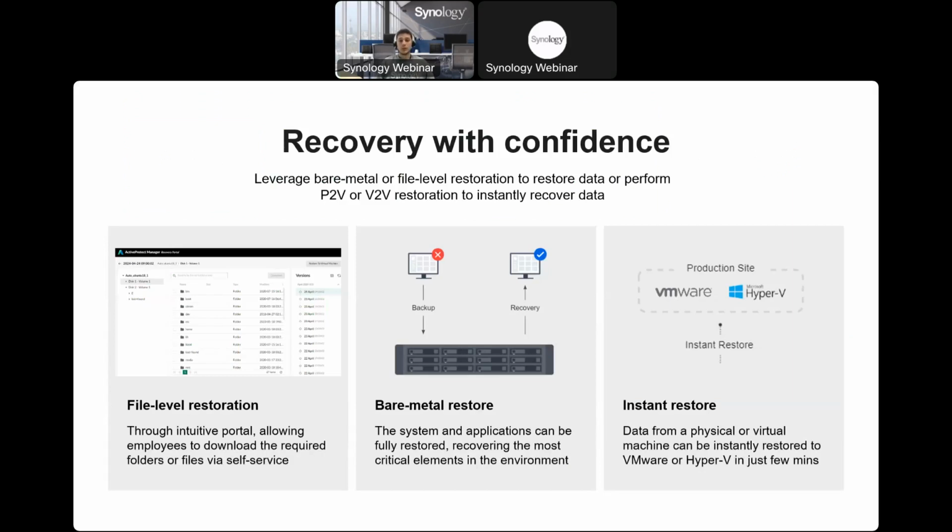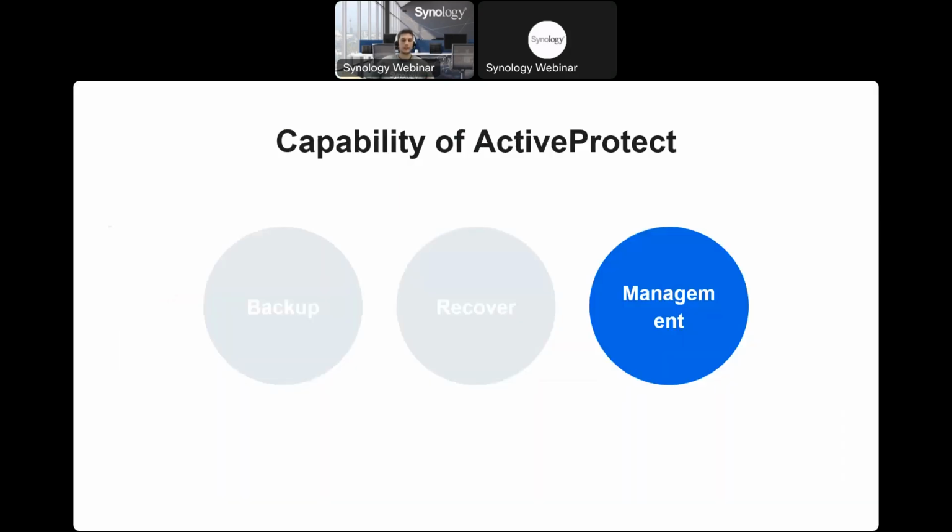We have also got a flexible restoration mechanism, including file level restoration to enable employees to download required folders, bare metal for a full restoration of the system and applications, and last but not least, instant restore to restore the data from a physical or virtual machine to VMware or Hyper-V in a short amount of time. This makes IT able to restore data with confidence.